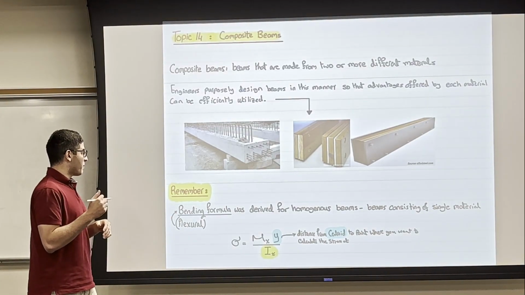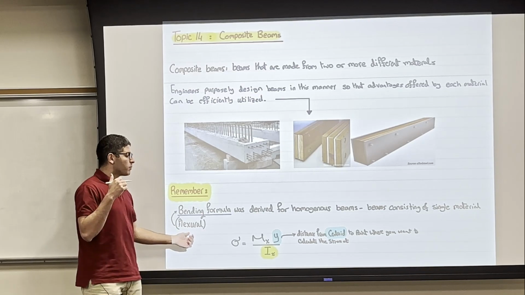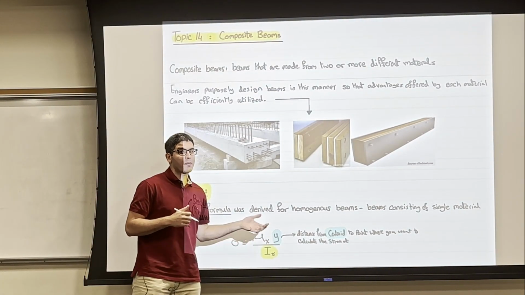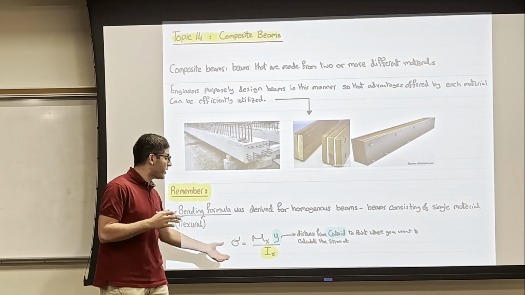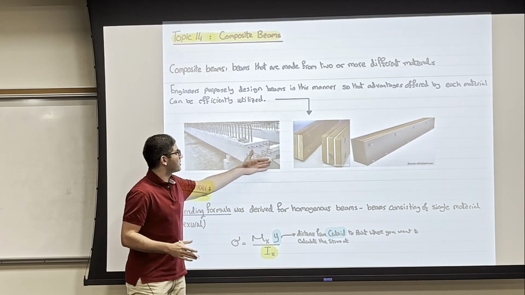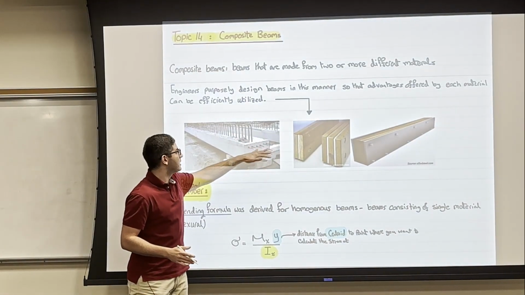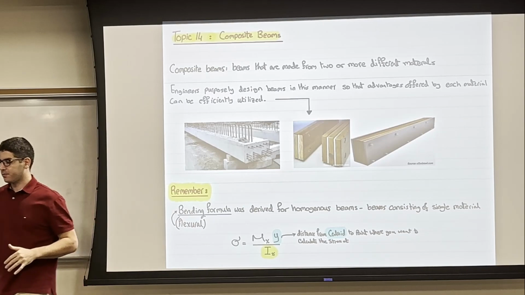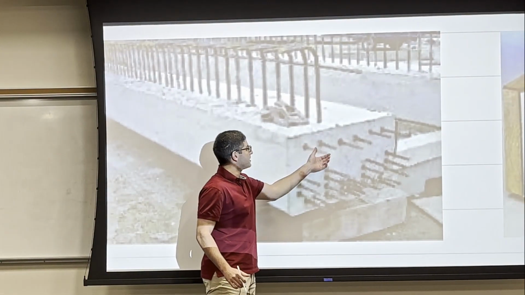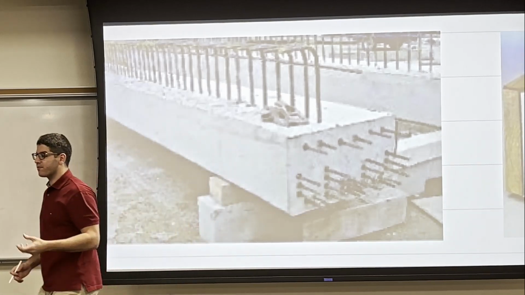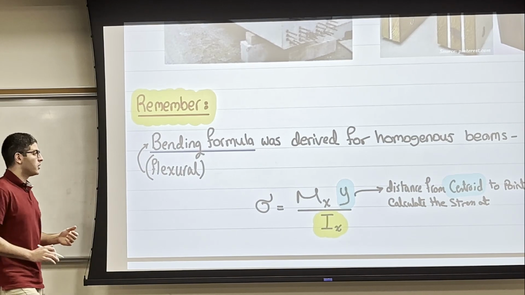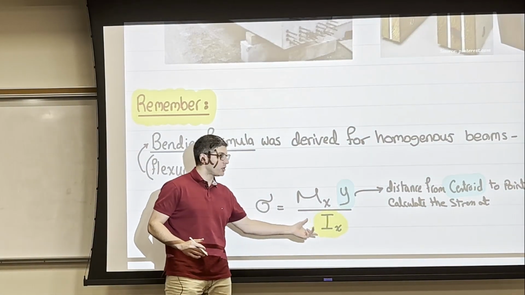Remember the bending formula that we concluded before, My over I. It was based on one material. So this equation will only work if we have a cross section that is made of only one material, fully concrete, for example. If we have a cross section that has steel and concrete, this bending formula cannot work, because in the bending stress formula we have the moment of inertia.